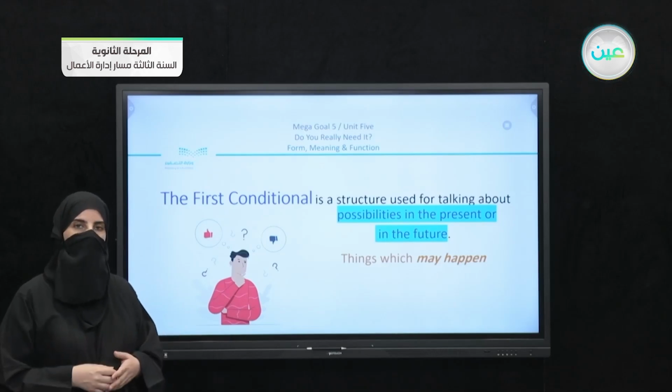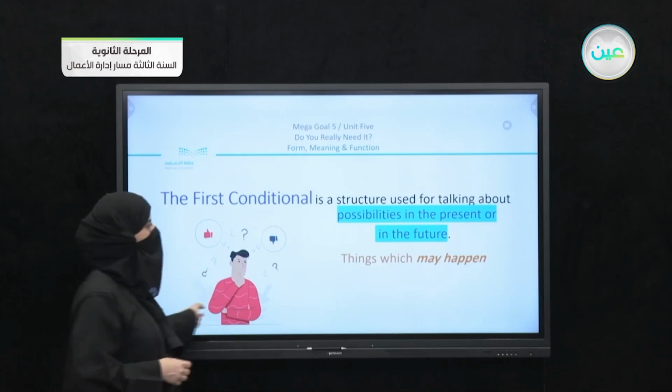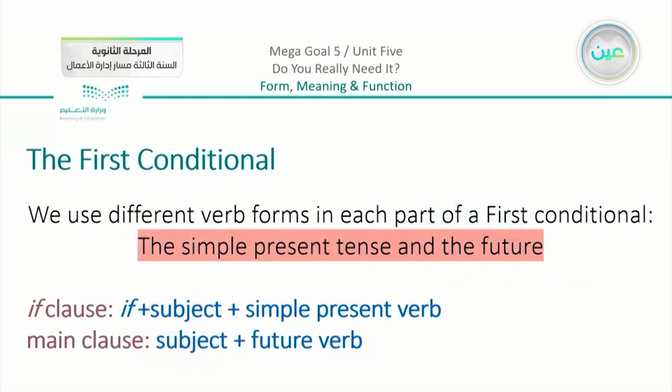Now, what is the difference also in structure? We have here the meaning. I want to see also the structure. Now, in the first conditional, we use different verb forms in each part: the simple present tense and the future. So how? In the if clause, we use if plus the subject plus the simple present verb, which is like the zero conditional. But we do have the main clause here, and with the main clause, instead of using the simple present, we are going to use the future. So we have here the subject plus the future verb.